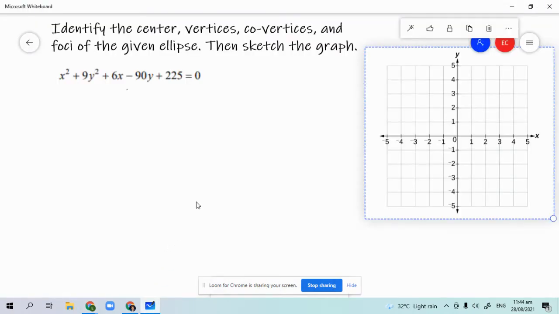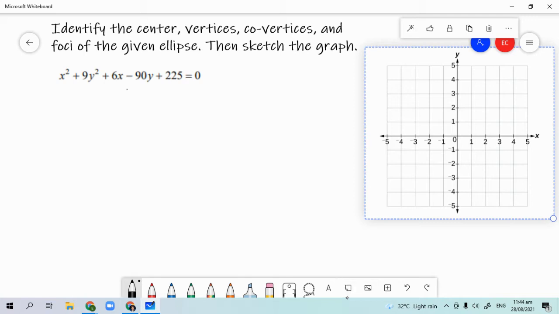For this problem, we're asked to identify the center, vertices, co-vertices, and foci of the given ellipse. And then we're supposed to sketch the graph of the said ellipse. Now, since we're given an equation which is not in standard form, that's the first thing that we have to do. So we have to transform this into the standard form of an ellipse so that it would be easy for us to identify the center as well as the values for A and B.